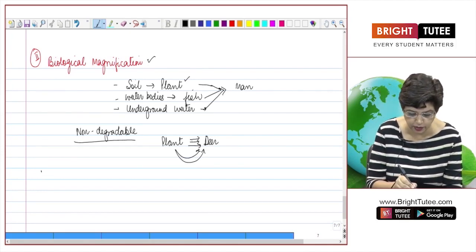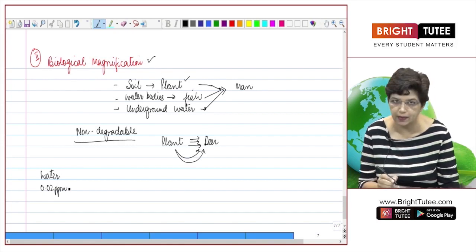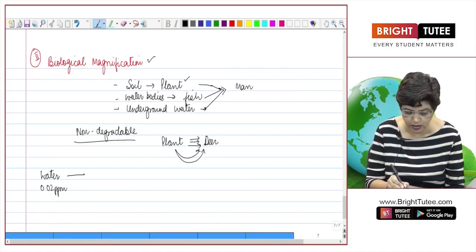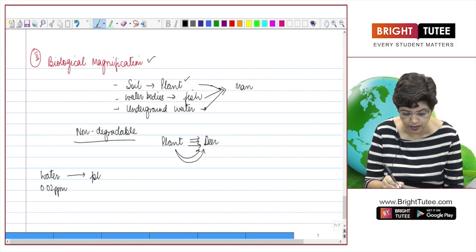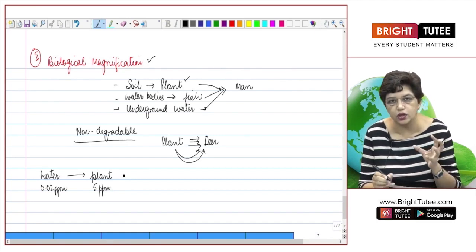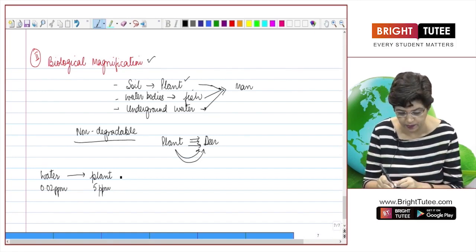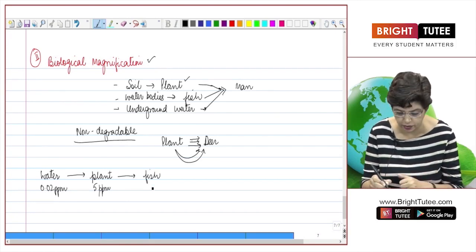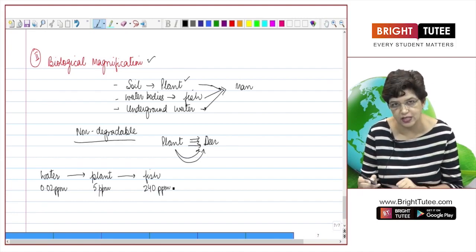Let us consider a food chain. Let us start with water. Suppose in water there is 0.02 parts per million of a harmful chemical or a heavy metal. Now this water is absorbed by some aquatic plant, and the concentration can go up to 5 parts per million because they continuously keep on absorbing that water, and this chemical gets concentrated in their body. Now this plant is eaten by an aquatic animal, let us consider a fish, and this concentration can rise up to 240 parts per million.